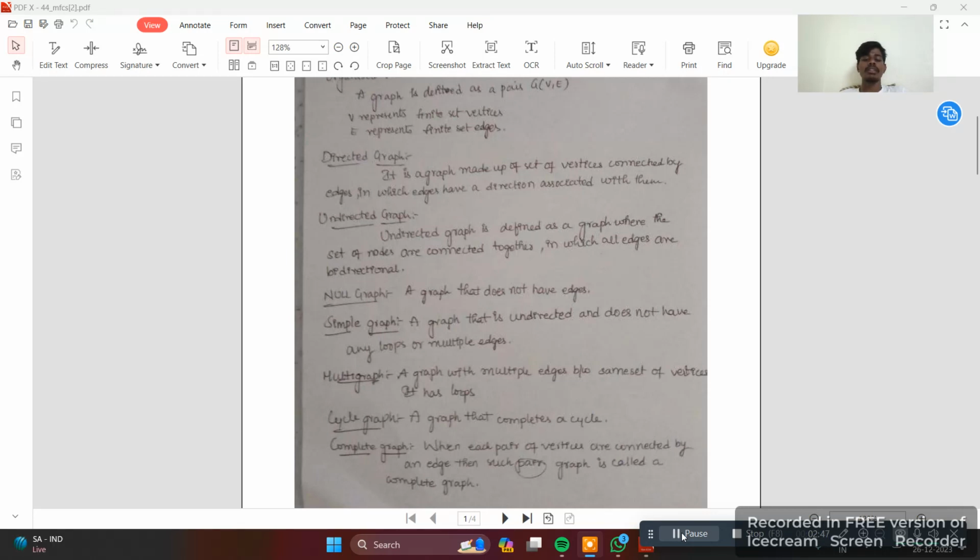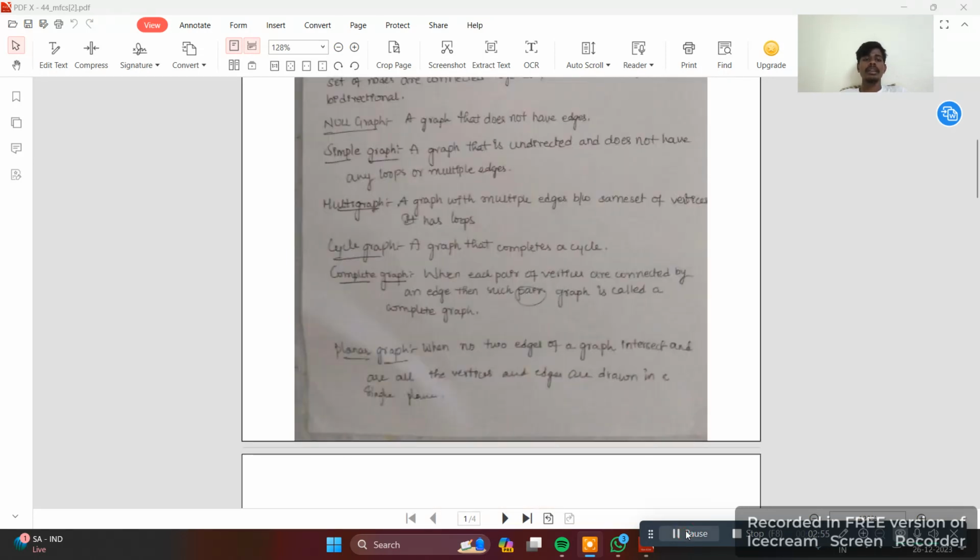Simple graph. A graph that is undirected and does not have any loops or multiple edges. Multigraph. A graph with multiple edges between the same set of vertices. It may have loops. Cycle graph. A graph that forms a cycle.